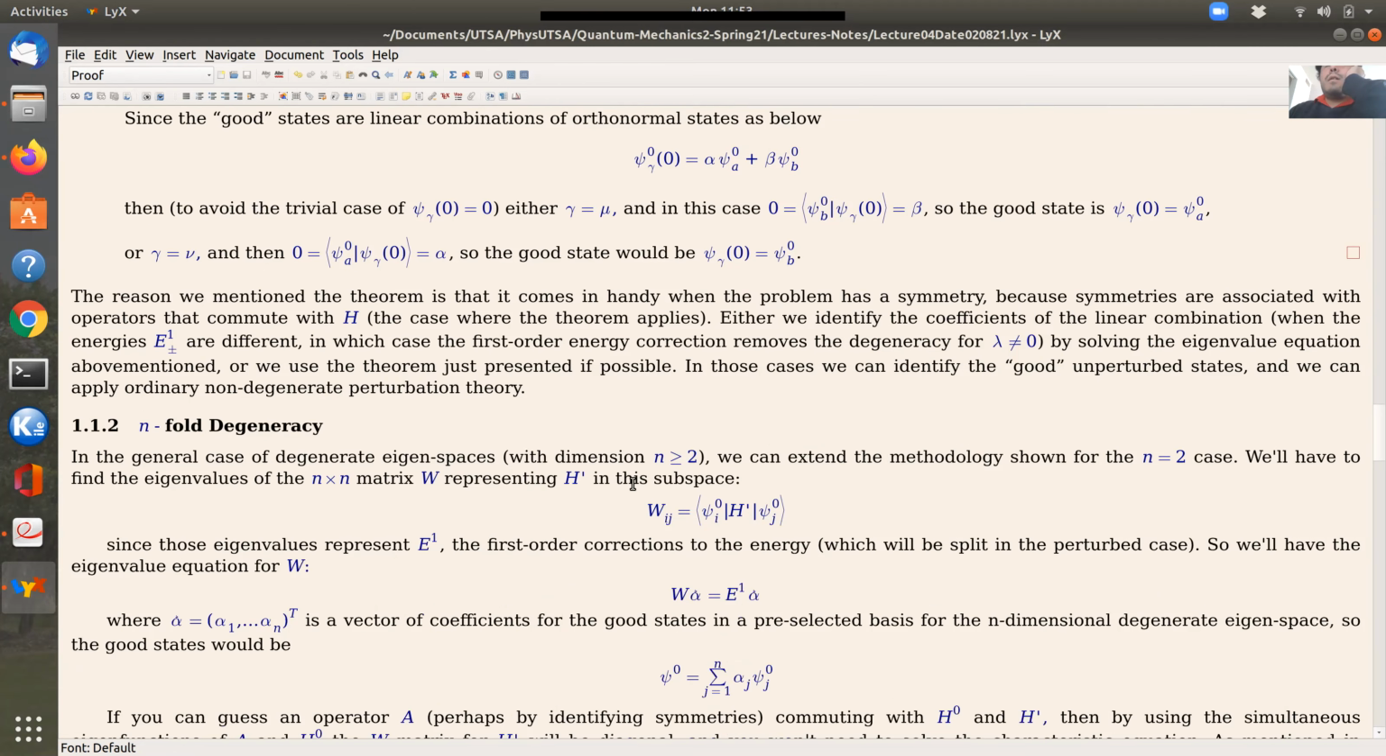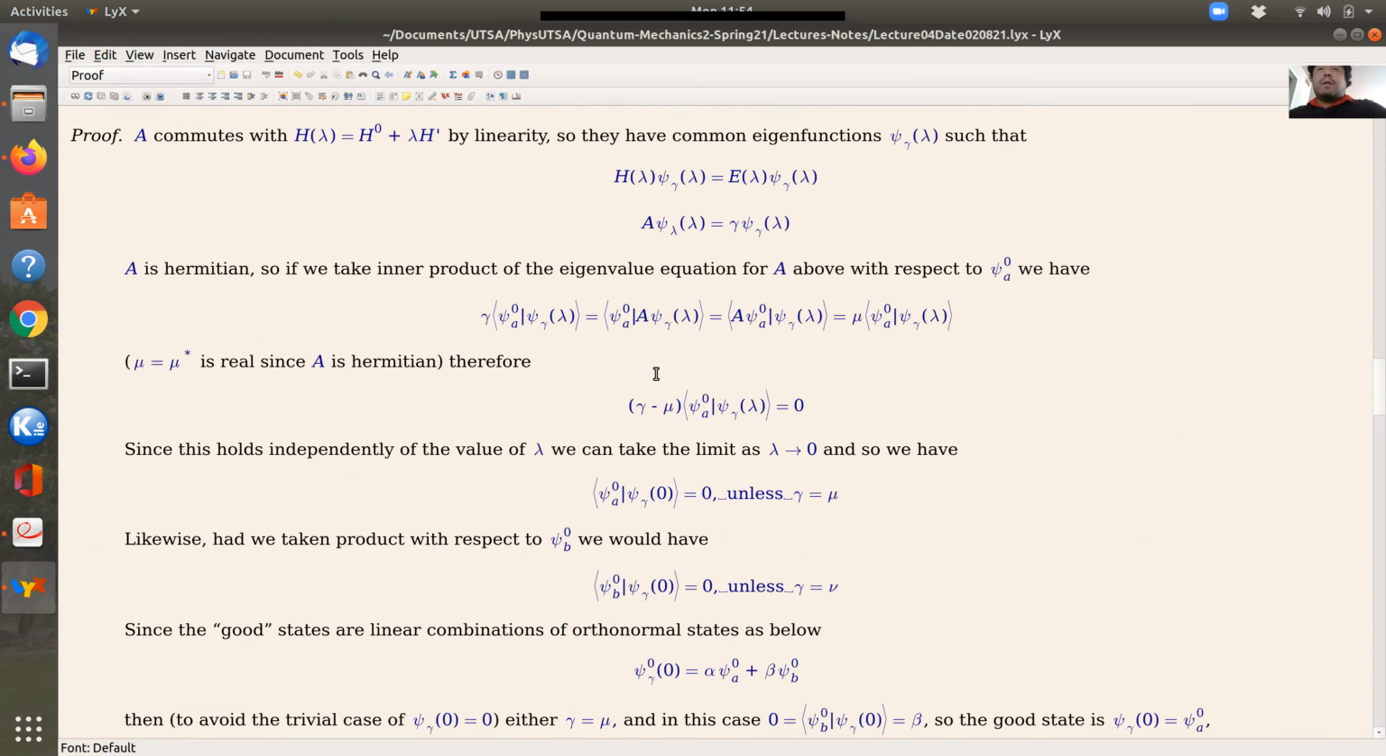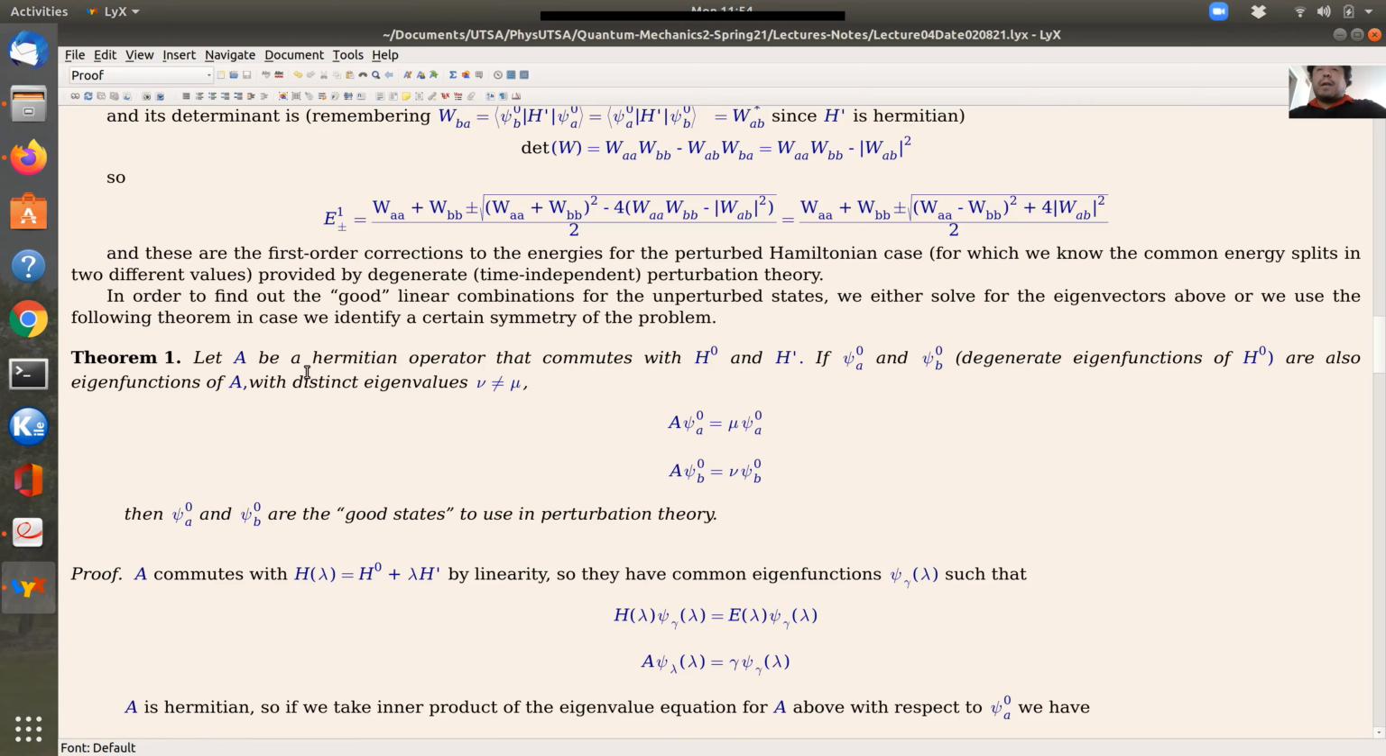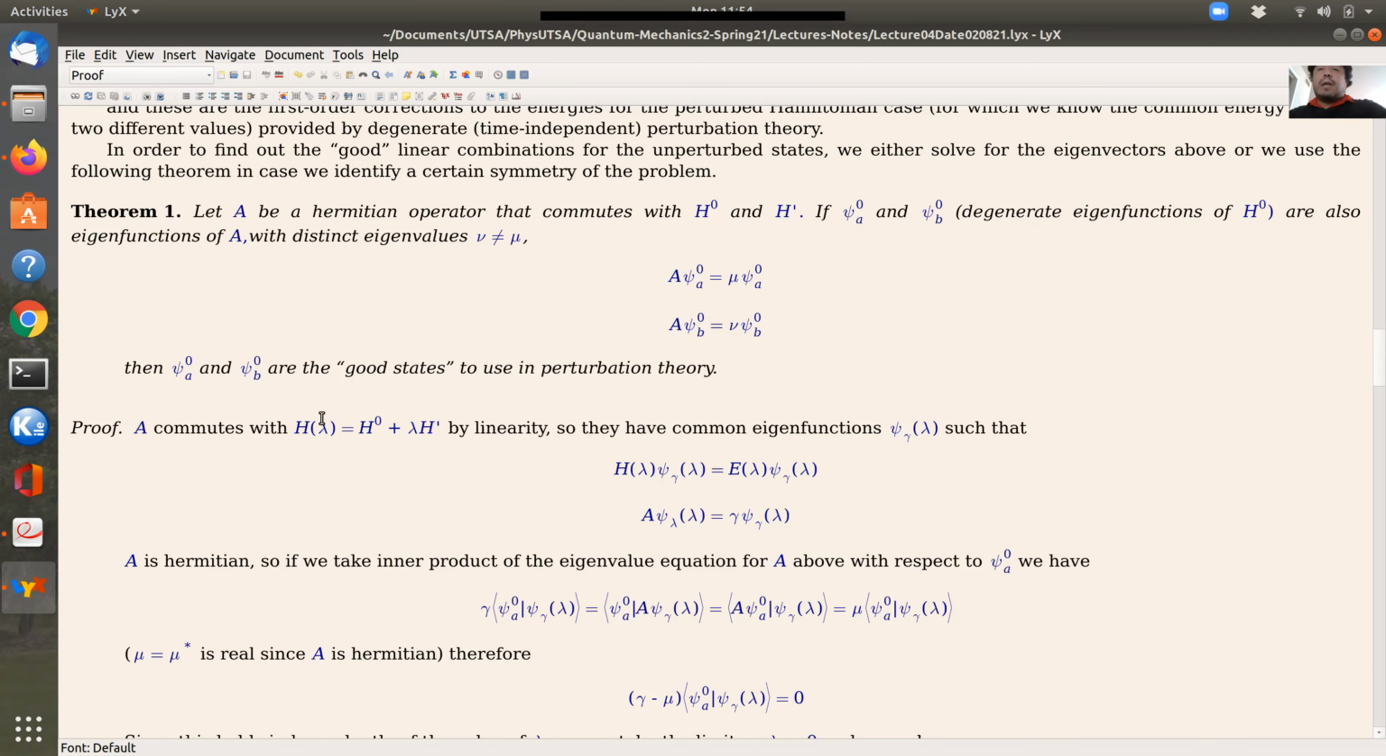And again, why did we mention the theorem? Perhaps the 2 by 2 calculation for eigenvectors is not so complicated, but it will probably come in handy for higher dimensional spaces. But the reason we mentioned the theorem in particular is that it's very useful when the problem has a symmetry. Usually, symmetries are associated with operators that commute with H. And this is the case where the assumptions of the theorem apply, where you would have A commuting with H, both the unperturbed one and the perturbed one with a given value of lambda.